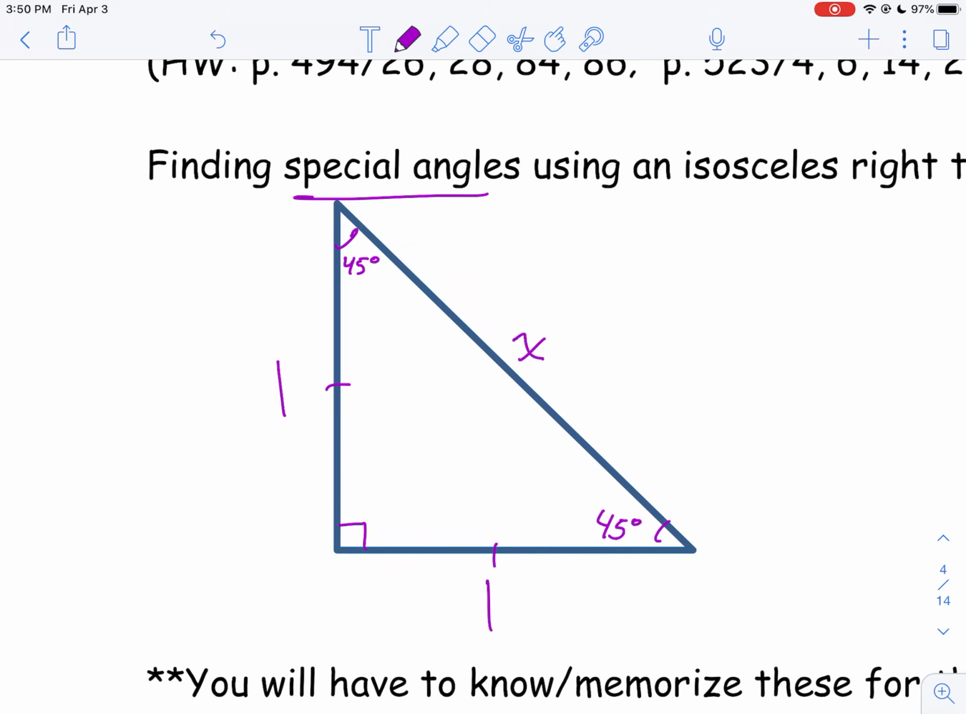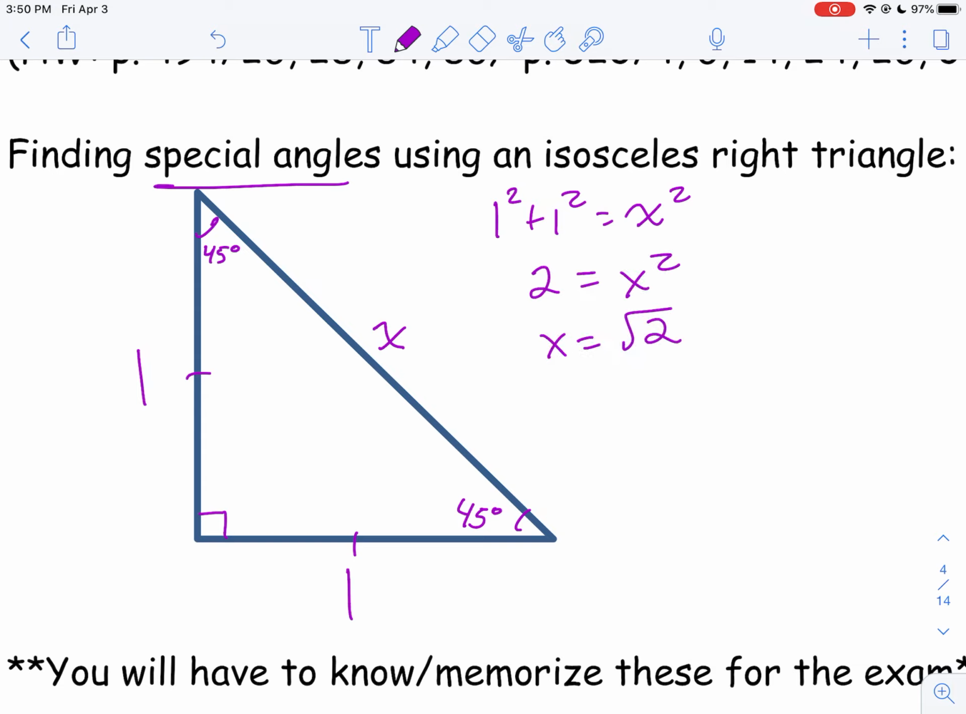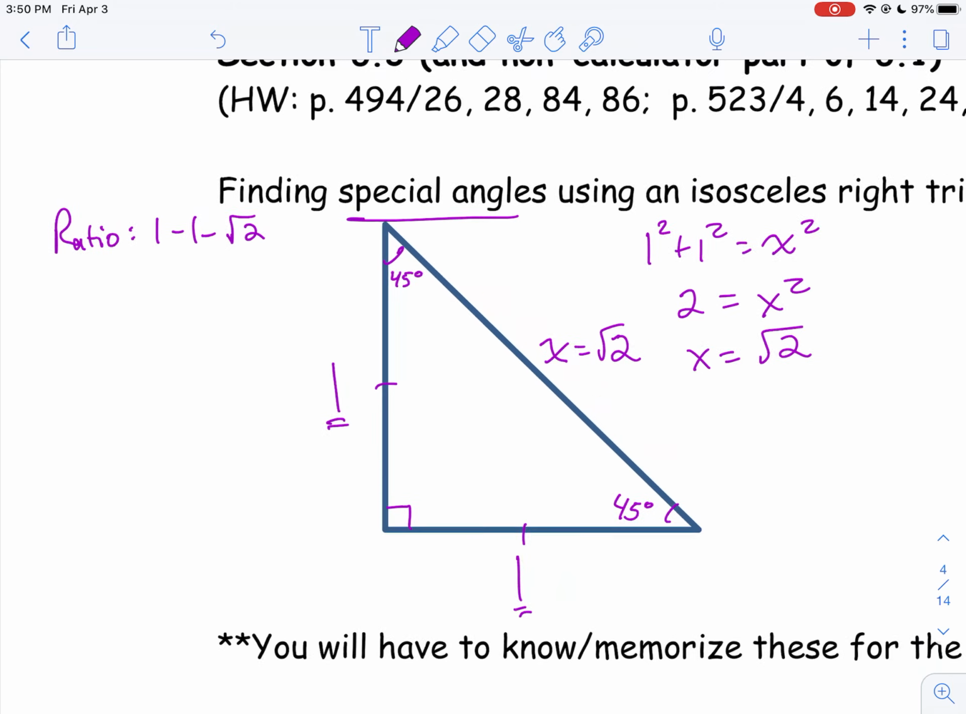And now I want you to find the hypotenuse using our trusty Pythagorean Theorem. Some of you already know what this is going to turn out to be. If we take the square root of both sides, x ends up being the square root of 2. And the cool thing about this is no matter what I pick for these, they will always be in the ratio of 1, 1, square root of 2. So let's just try that.